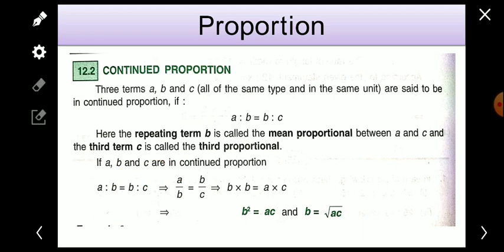If we do the cross multiplication here, then b into b is equal to a into c. B into b is b square, and a into c means ac. Here we have got that b square is equal to ac.